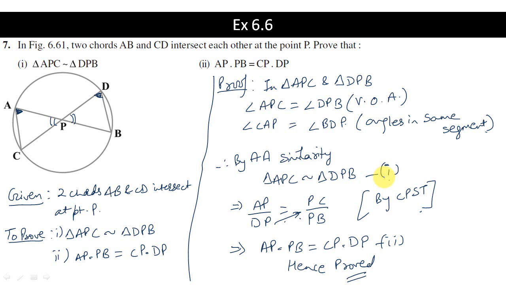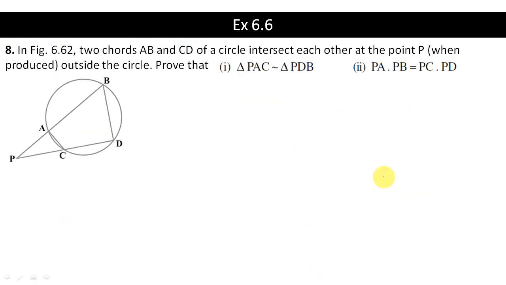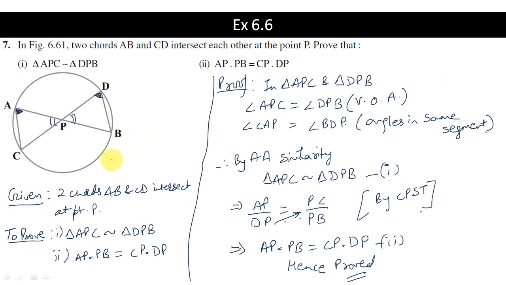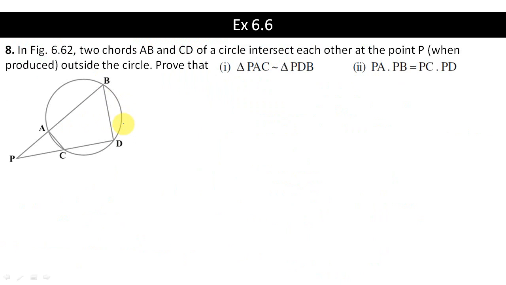Moving on to question number 8. In figure 6.62, two chords AB and CD of a circle intersect each other at point P when produced. So in the previous question, the point P was inside the circle. And in question number 8, point P is outside the circle. So point P is here outside the circle.